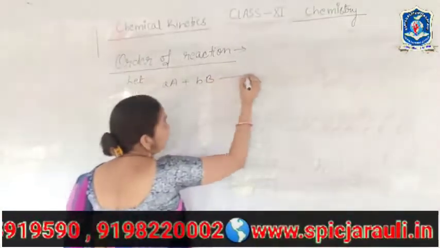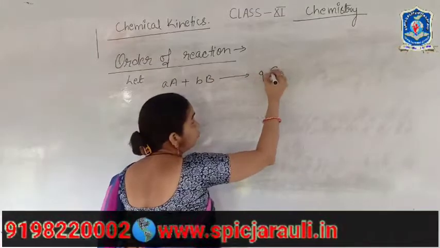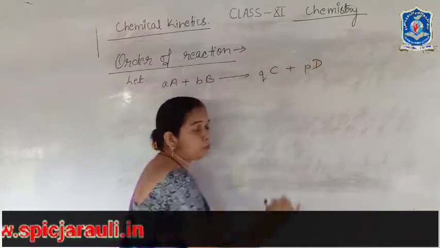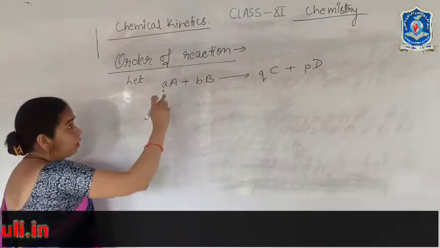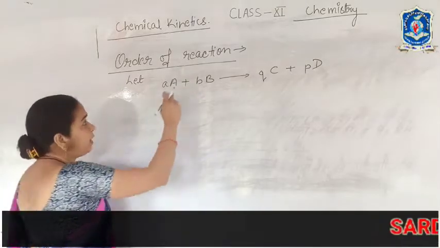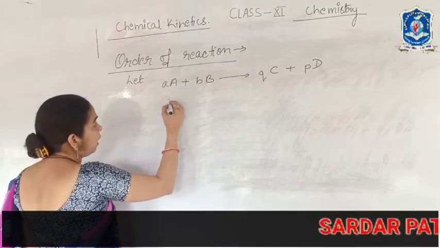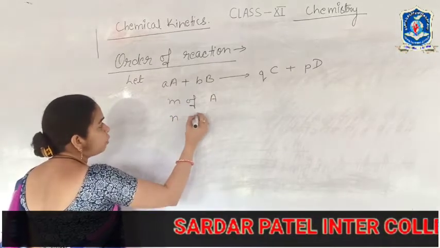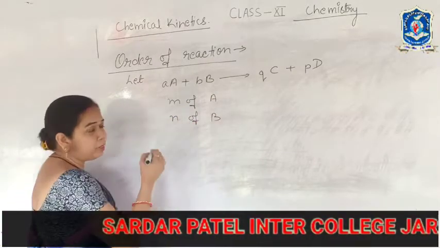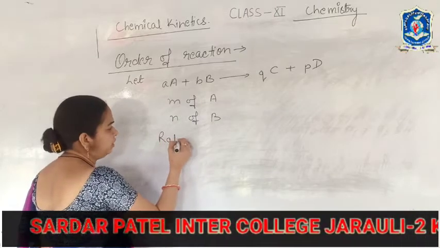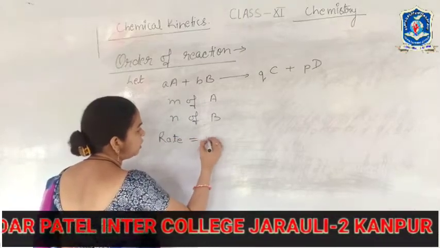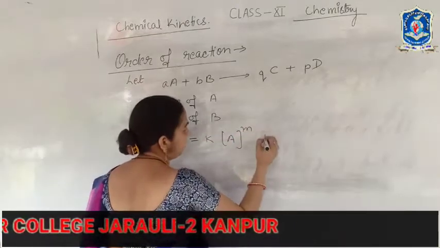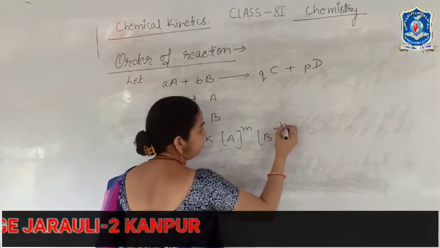Let us consider a general equation: A plus B gives C plus D. If the rate of the reaction depends upon m molecules of A and n molecules of B, then rate of the reaction is equal to k [A]^m [B]^n.